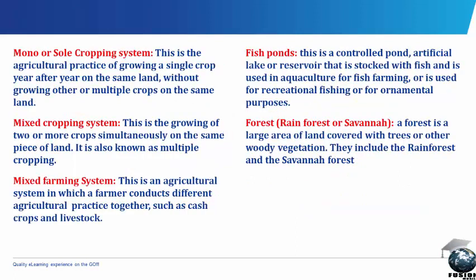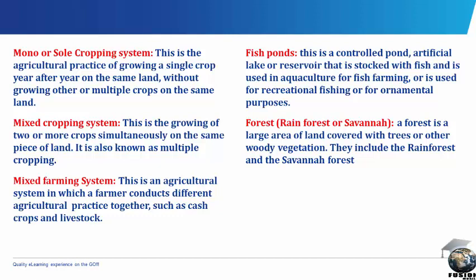Let's bear in mind that the mono or sole cropping system is the agricultural practice of growing a single crop year after year on the same land without growing other or multiple crops on the same land. This is due to climate and socio-economic conditions or due to specialization of a farmer in growing a particular crop.